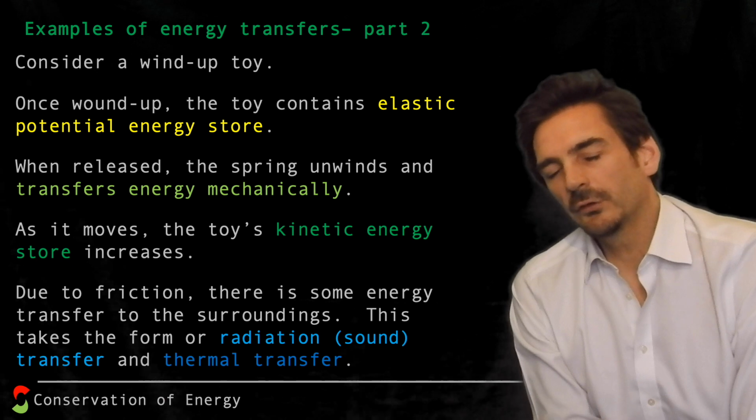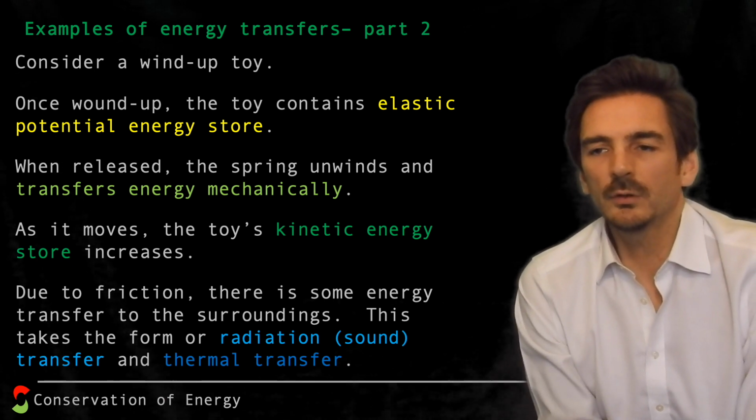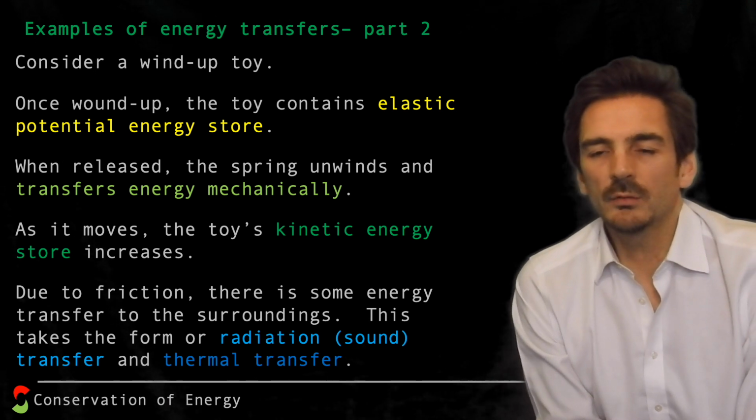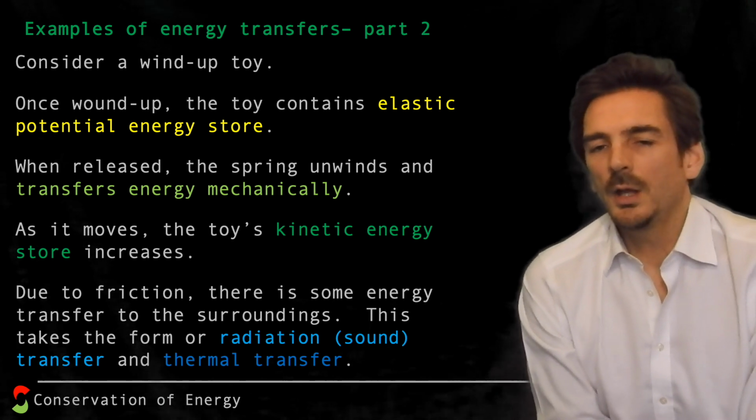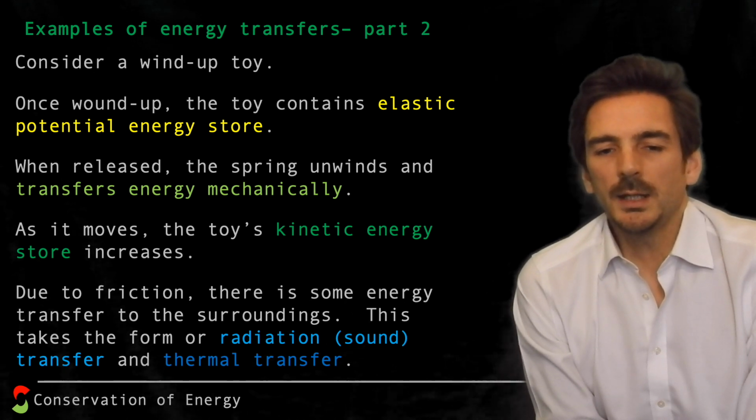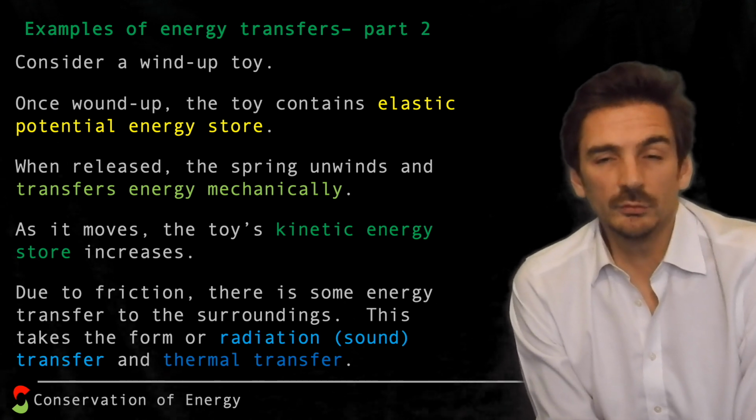But there's also friction involved, so it's not the only transfer involved. So the friction acting on the toy will increase the thermal energy transfer to the surroundings. There might also be radiation transfer in the form of sound, as they're usually very noisy.